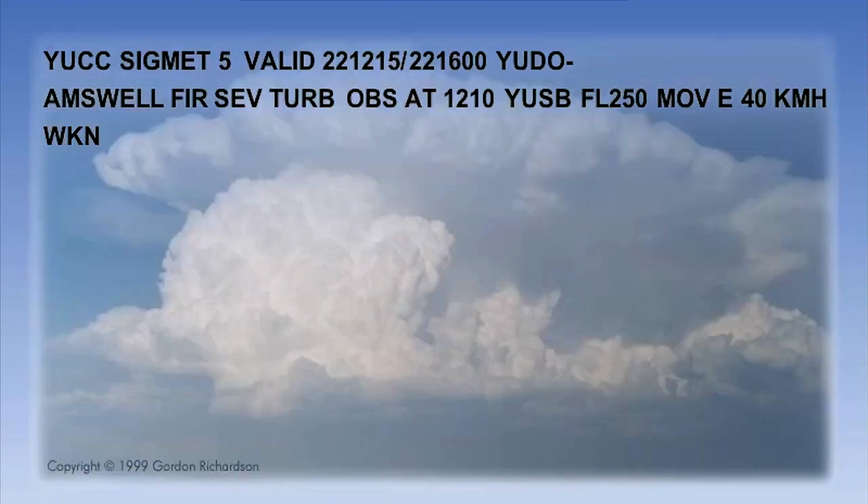Now, let's see how it all fits together. Our fictitious SIGMET identifies the 5th message issued for the YUCC flight information region. It was released by the YUDO Meteorological Watch Office, effective from 0001 UTC and valid from 1215 UTC until 1600 UTC on the 22nd. To wrap it up, severe turbulence is tracking east at 40 km per hour and is currently weakening in intensity.